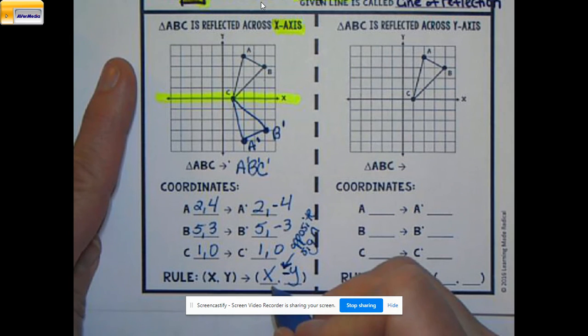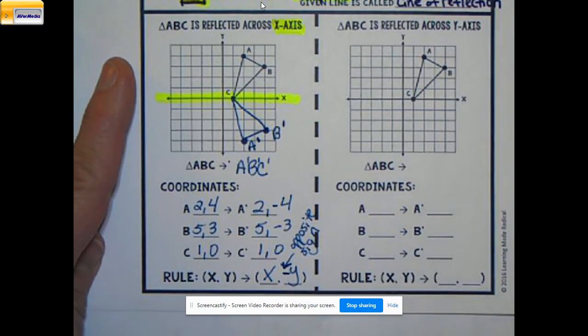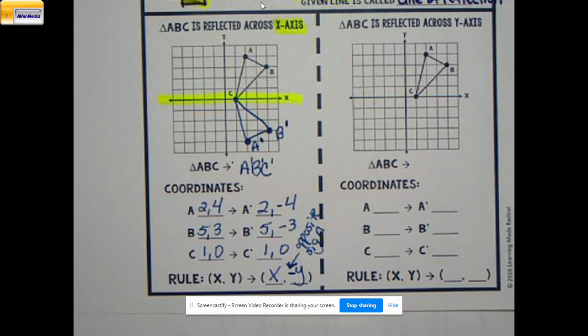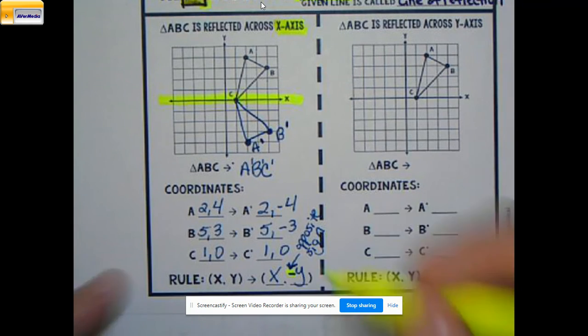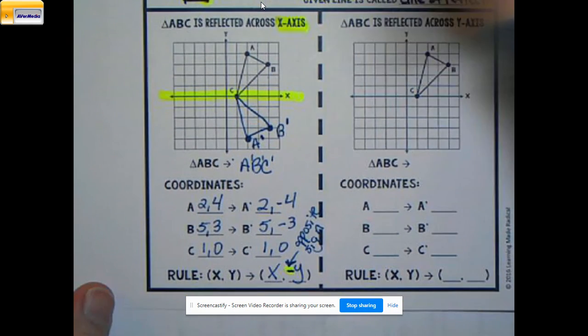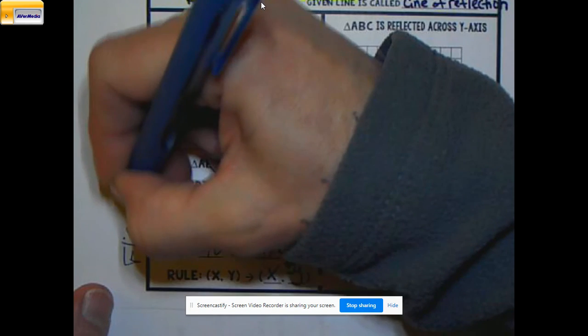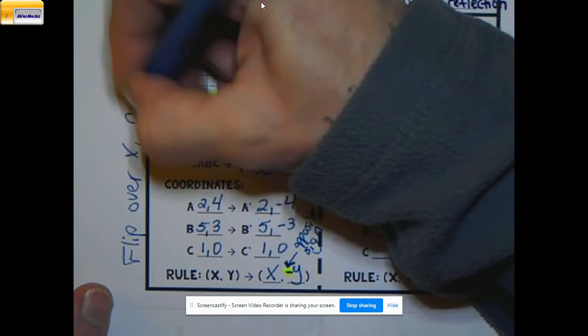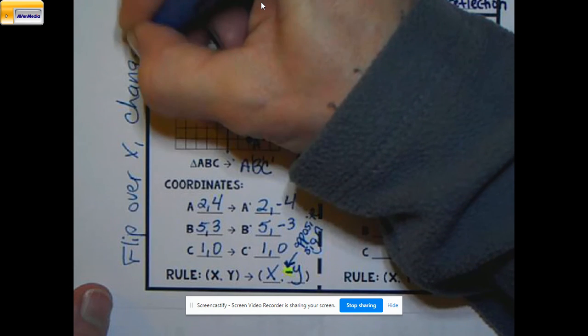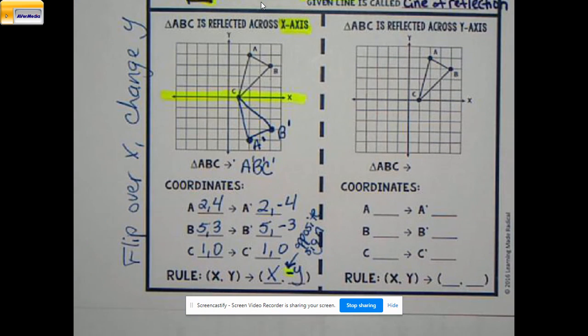Now, since we reflected over the x, x doesn't change. It's the other axis that changes. So when we reflect over x, we change the sign of y. So if you want to write that on the sign, flip over x, change y. That'll be your reminder.